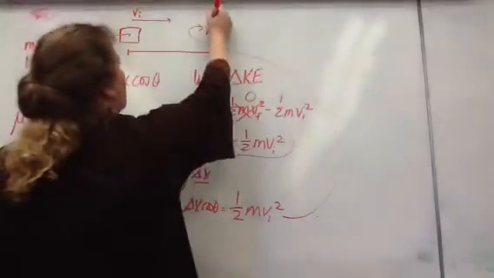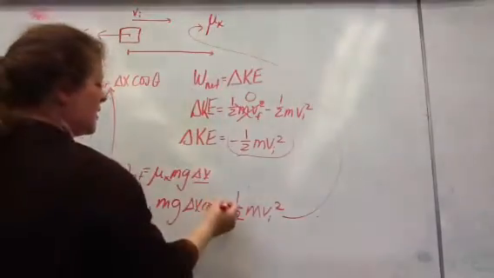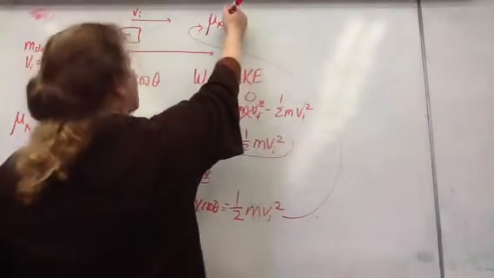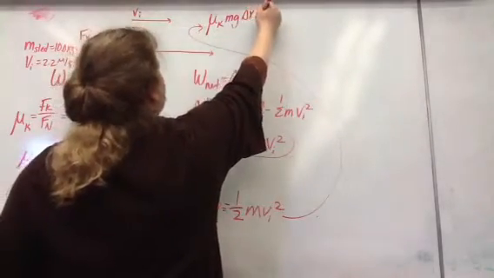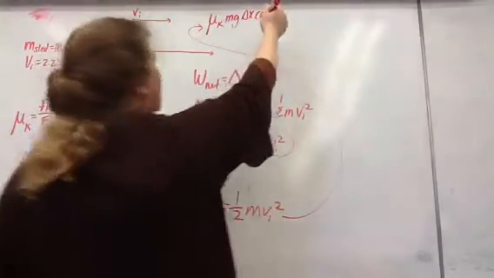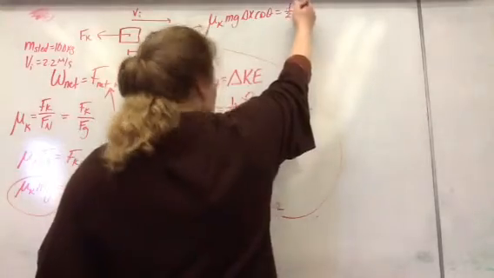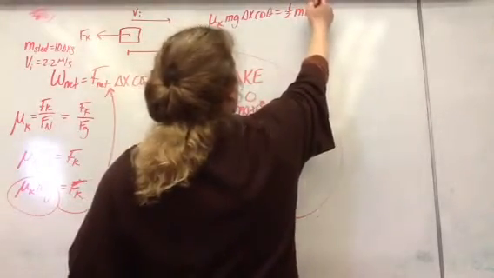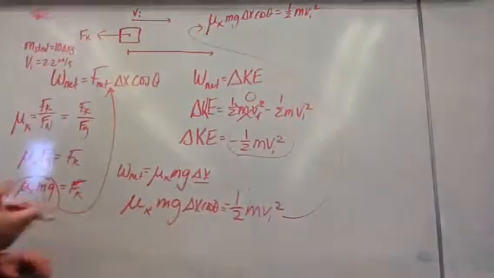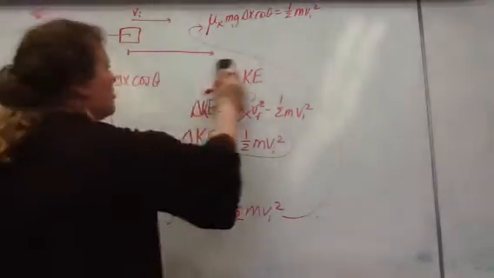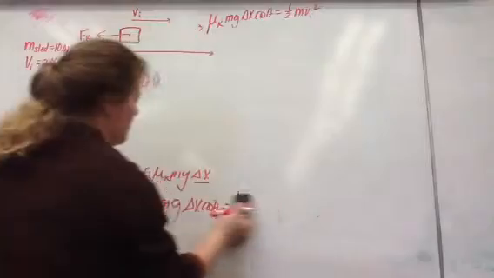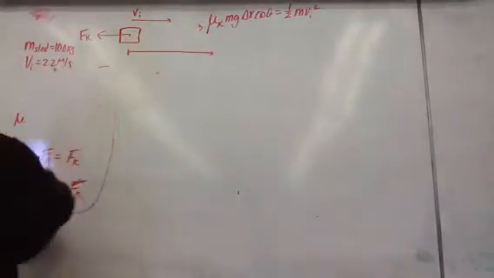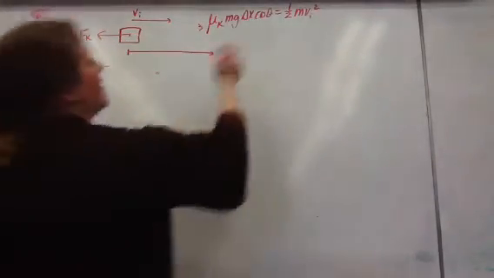Wait, wouldn't that be negative 1/2 mv? Yeah, that's what I was thinking. It is. So mu k mg delta x cosine theta equals negative 1/2 m vi squared. It just looks ugly. It's not really that hard. We'll get rid of this so we have some room to work. It's negative 1/2, correct? Yeah, sorry.